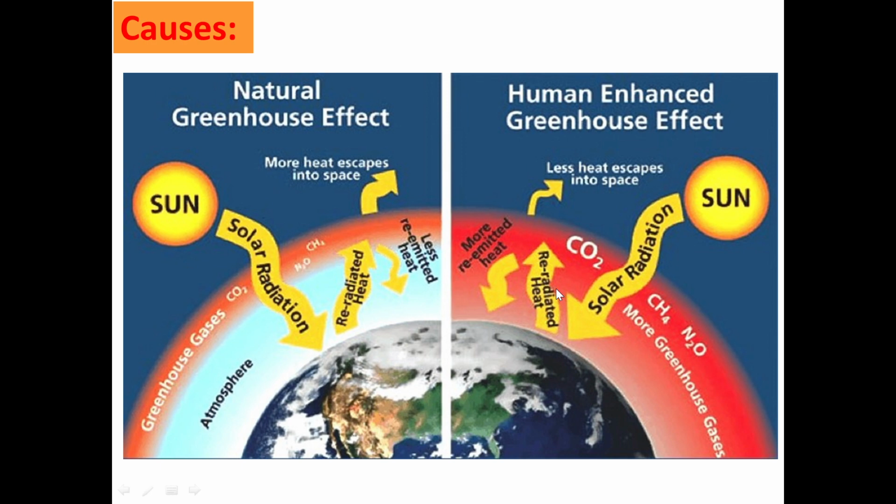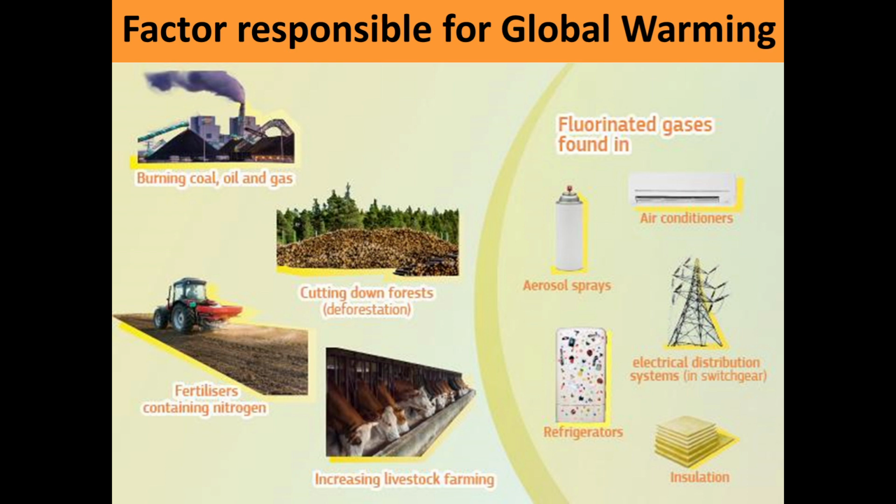Next we come to the factors responsible for global warming. You can see burning of coal, oil and gases, that is fossil fuels, cutting down of forests or deforestation, and nitrogen fertilizer applied to the field, which are the key reasons for emitting nitrous oxides. And paddy cultivation is the key culprit for emitting methane gas.